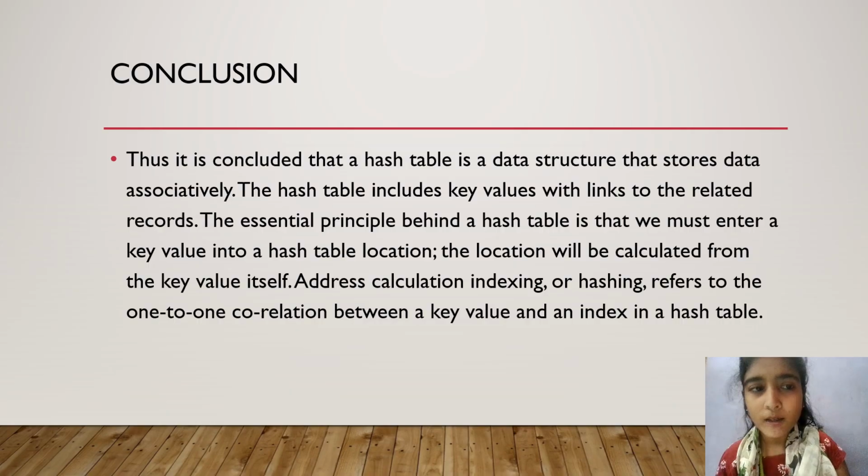You can observe that. Moving to the last slide, the conclusion: thus it is concluded that a hash table is a data structure. So it is important. A hash table is a data structure that stores data associatively. So it mainly works to store data. The hash table includes key values with links to the related records. The essential principle behind a hash table is that we must enter a key value into the hash table location. So the key value plays a major role in the hash table. Without the key value, we cannot do anything in the hash table.